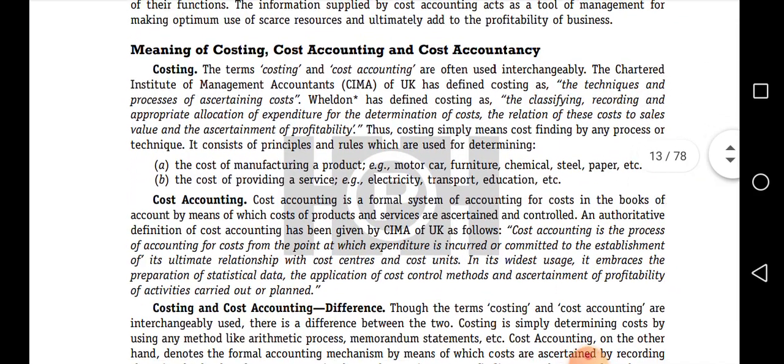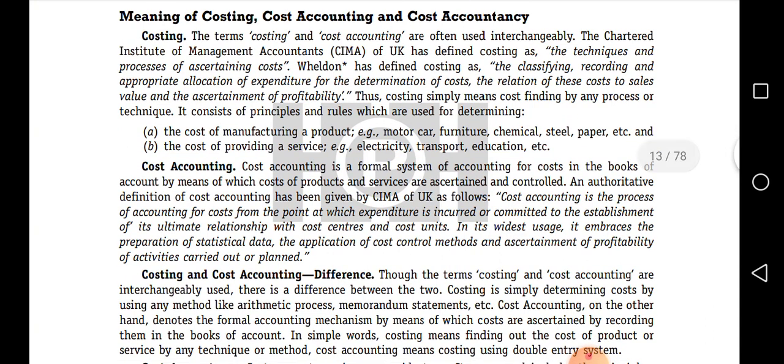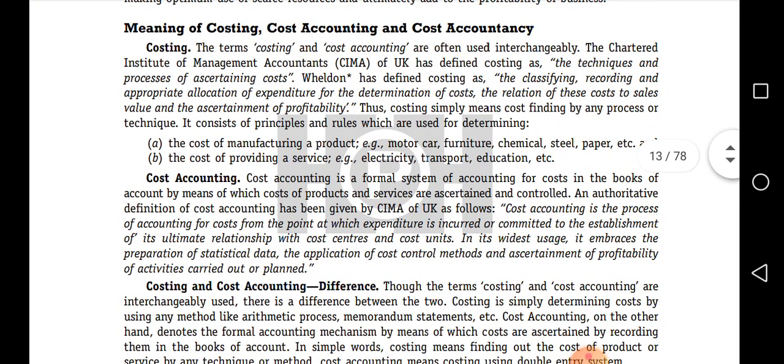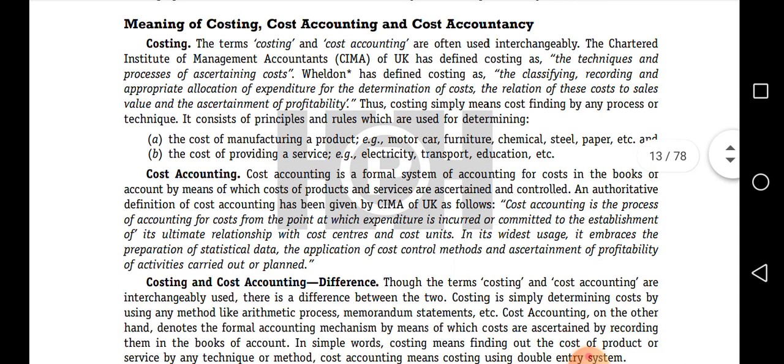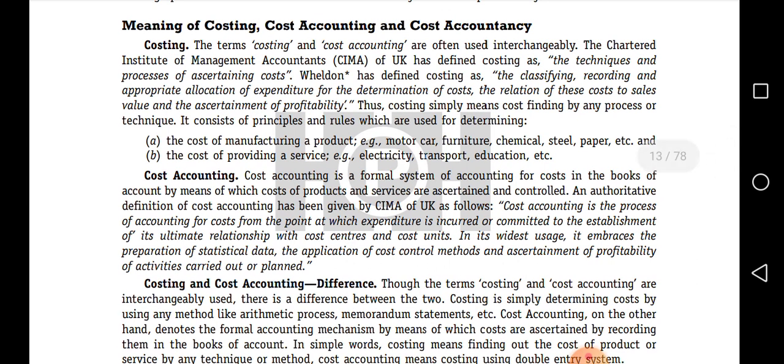So that is what we consider as the meaning of cost accounting. You can see one more definition here. What do you mean by costing? What do you mean by cost accounting? What do you mean by cost accountancy? Let us see the first term, costing. So what does costing mean here? The Chartered Institute of Management Accountants, what we call CIMA of UK, defined costing as the techniques and process of ascertaining the costs. The techniques and process of ascertaining the cost, what we consider as costing.